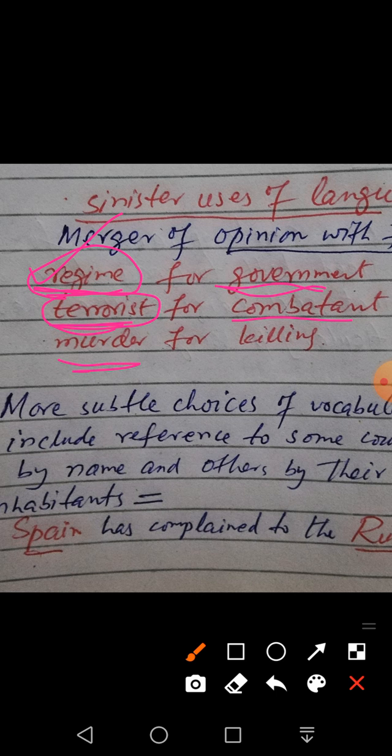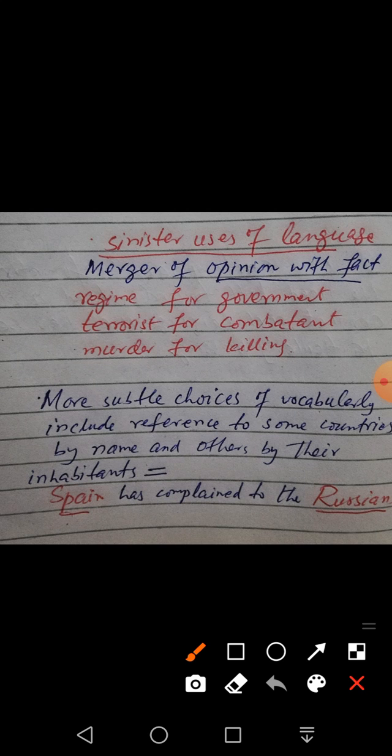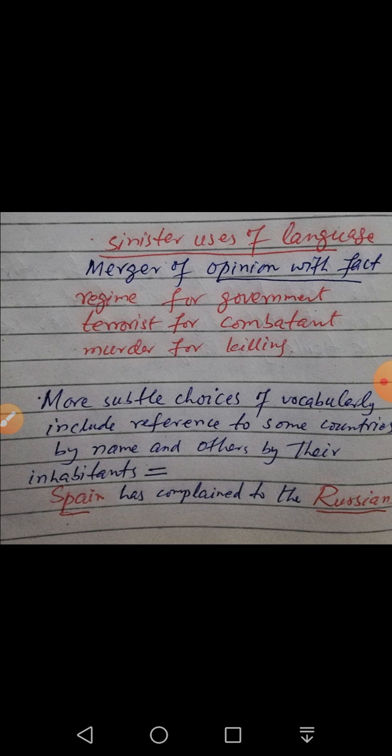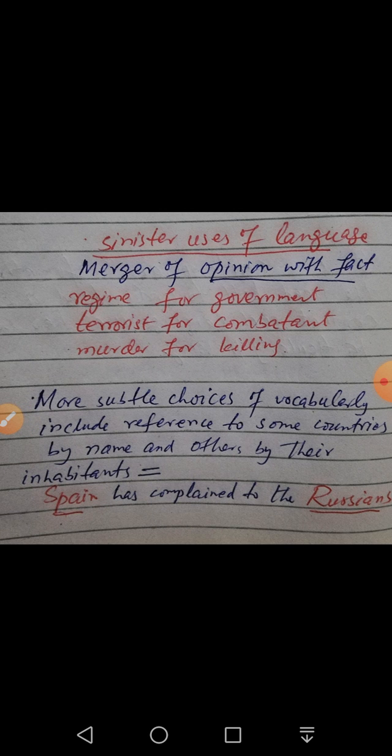So it goes with the term murder. Instead of saying killing, which is a soft term, the strong word murder is used. So this is how language is used. Actually, the fact is mingled with opinion. So more subtle choices of vocabulary include reference to some countries by name and others by their inhabitants.